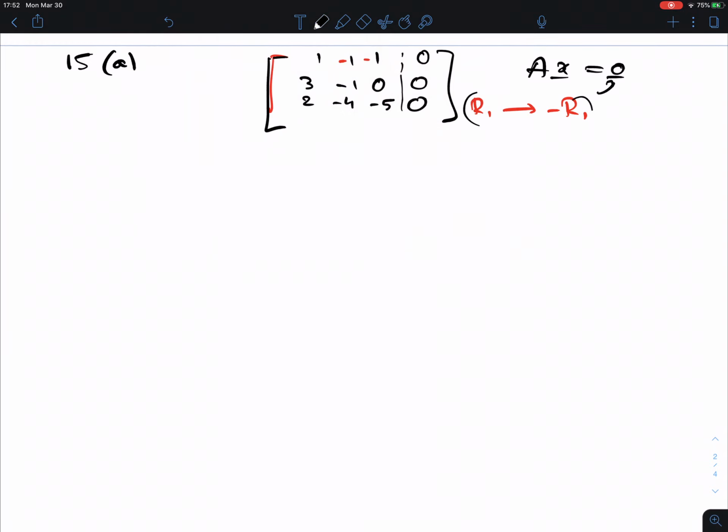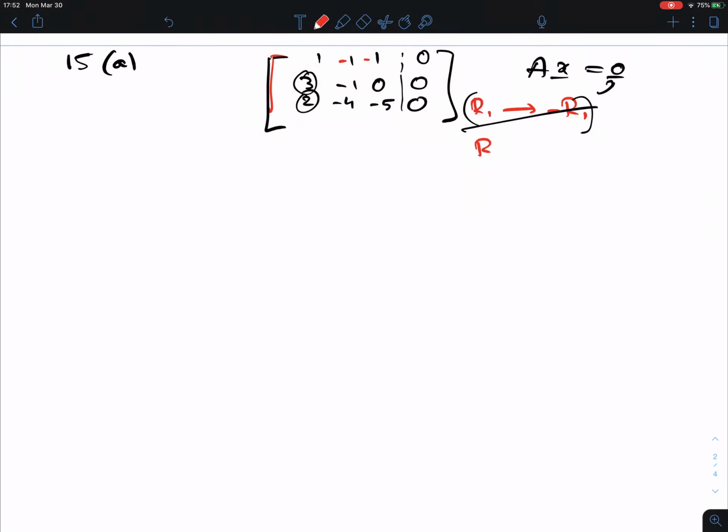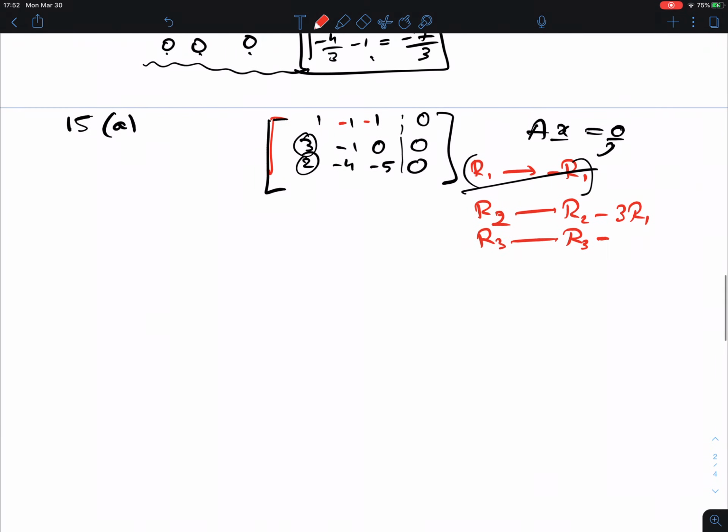Okay. So I have done this thing now. All right. So next thing to do is to get zeros here and here. And the row operations that do this are row 2 minus 3 times row 1, and row 3 minus 2 times row 1. Okay. So what I get is 1, negative 1, negative 1. Of course, in the back it's always zeros.